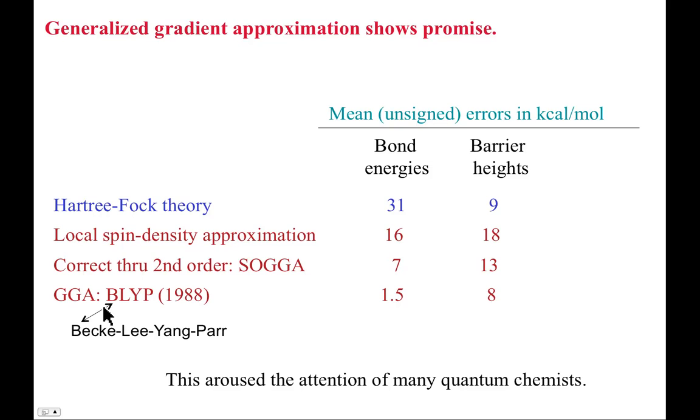So this combines Becke exchange with Lee-Yang-Parr correlation. In 1988, these two functional choices were put together and explored. And notice that the error in bond energies now drops substantially. So we get an order of magnitude improvement compared to LSDA. And finally, we've got the barrier heights down in a range that at least is no worse than Hartree-Fock theory.